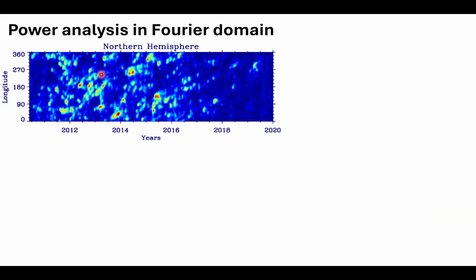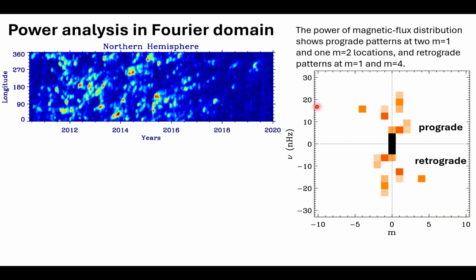Okay, the other analysis we want to introduce is power analysis in the Fourier domain. So we take this 2-dimensional image and perform a 2-dimensional Fourier transform, and in the Fourier domain we are able to see the power. So this is the power with the m angular order as the horizontal axis, the frequency as the vertical axis. This part shows the prograde modes, and this part shows the retrograde modes. They may not be exactly modes, but let's just use mode to simplify the description.